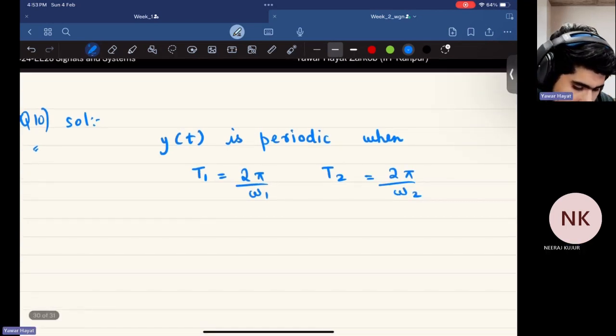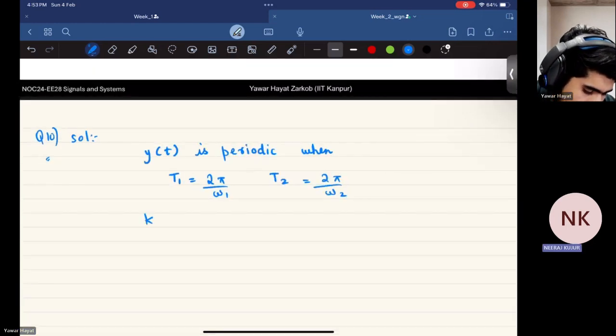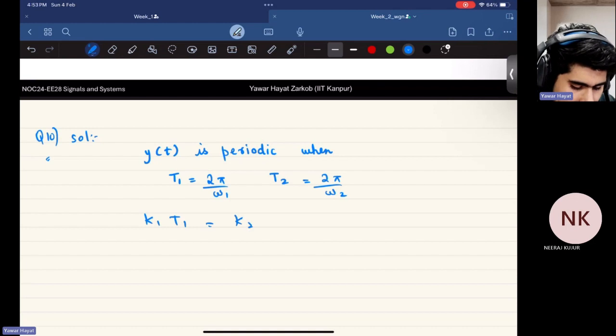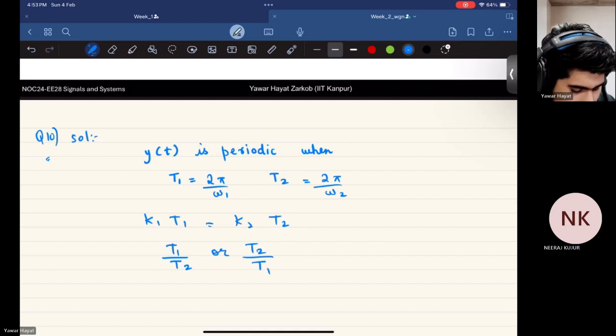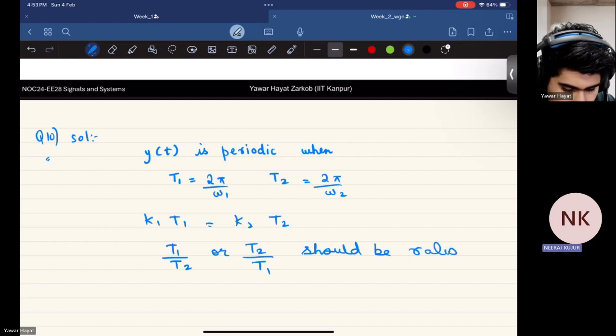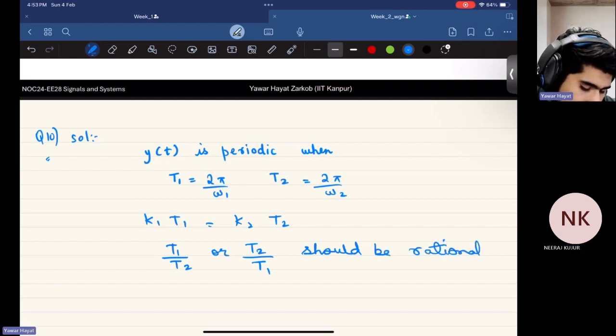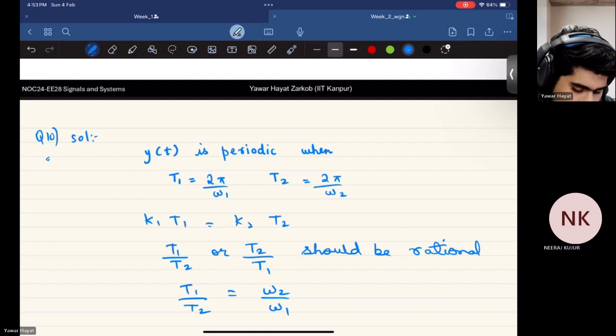Now, K1 times T1 equal to K2 times T2. So this T1 by T2, or say T2 by T1, should be rational, right? But what is T2 by T1, or I should say T1 by T2? T1 by T2 is omega 2 by omega 1. That should be rational.